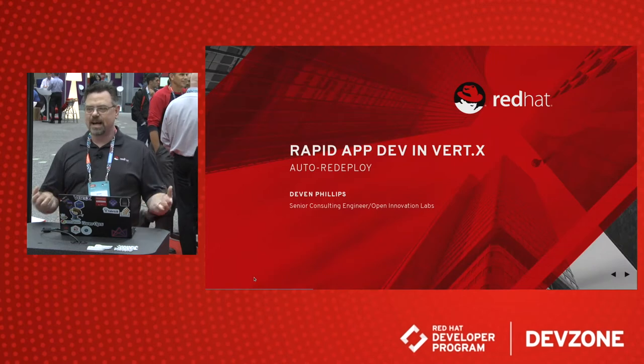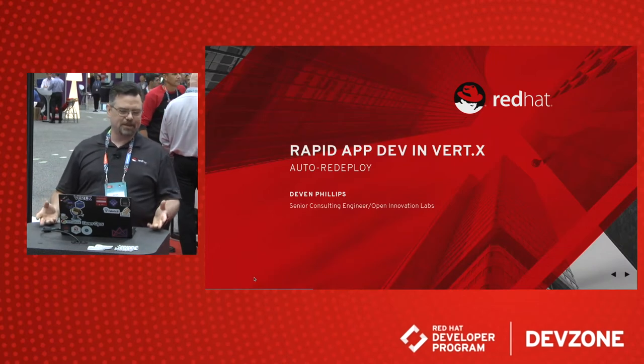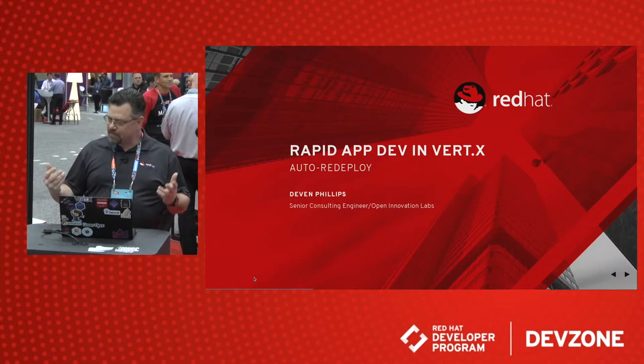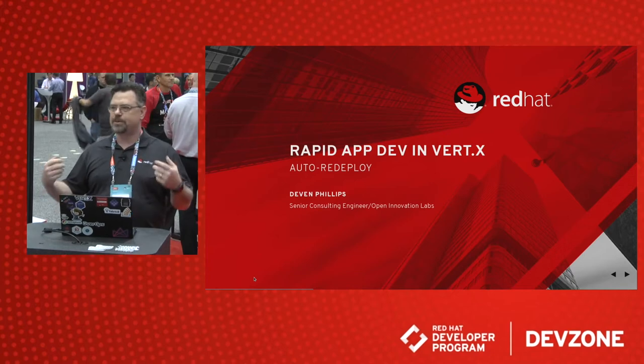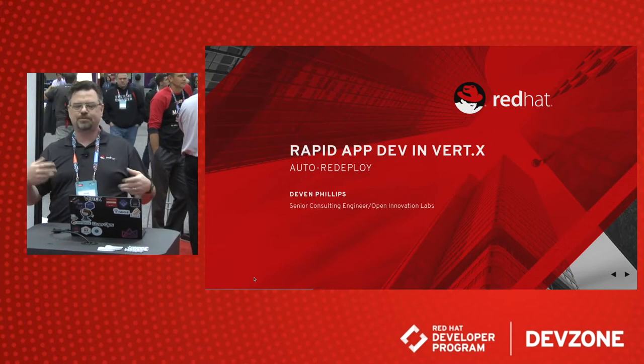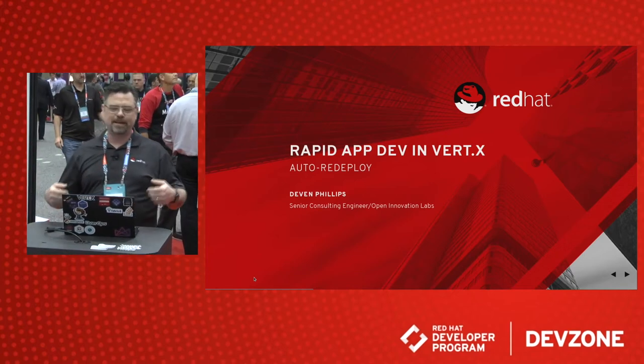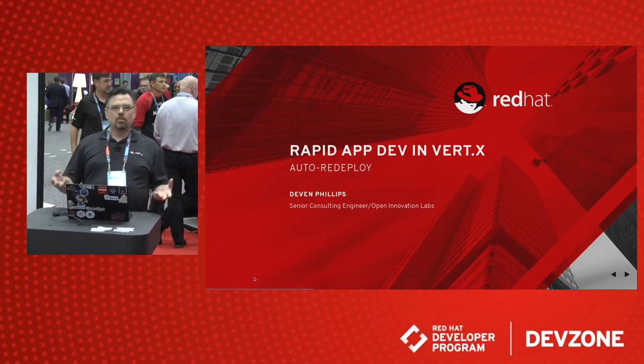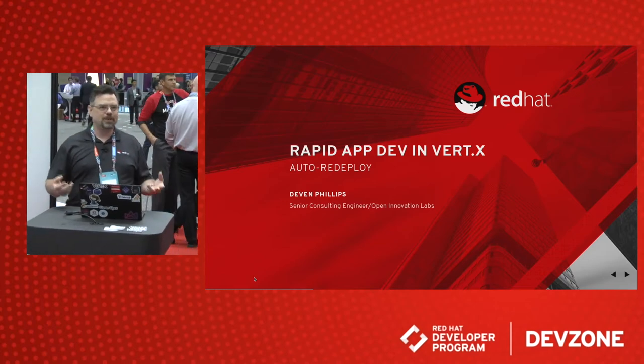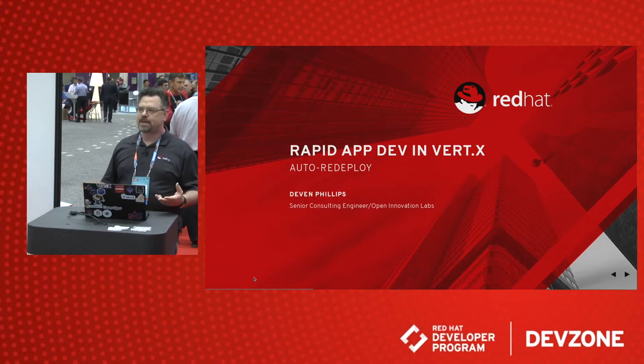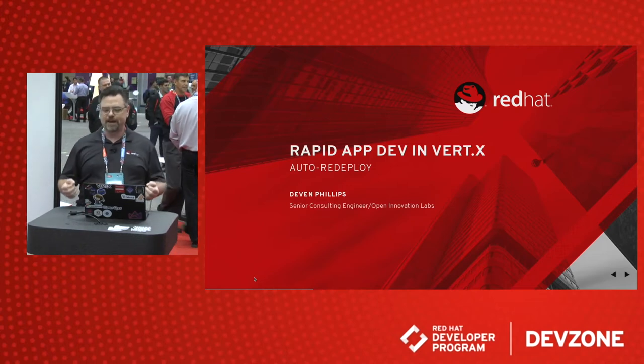So we see in a lot of our application development communities that the Node.js community or the Ruby community, they have these really nice rapid application development tools like Gulp and Grunt. What if we had the same thing in the Java world, in the reactive world, in the high-performance application world? We'd be in a much better shape.